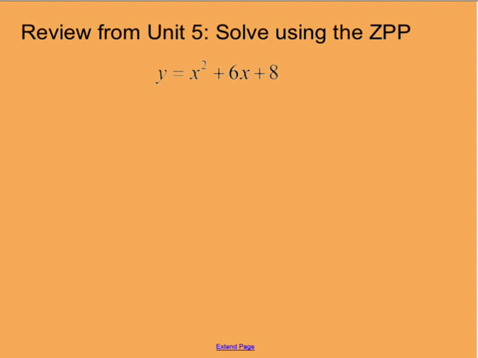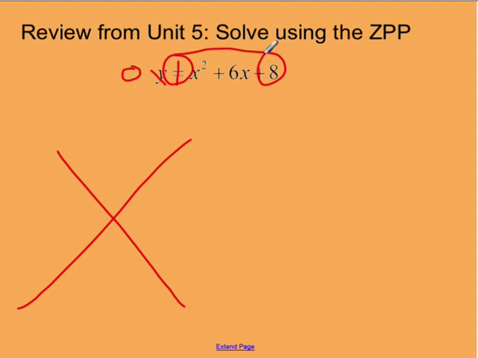Last but not least, let's take a look at this review problem. So we want to solve these using the zero product property. So if we're going to solve this, that means that our y is going to be equal to 0. So now we're going to go ahead and factor this. So we're going to multiply to 1 times 8, which is 8, and add to 6. So to multiply to 8 and add to 6, you're going to have 4 and 2.